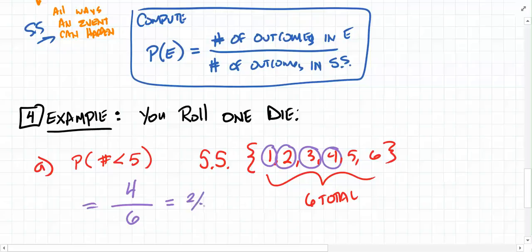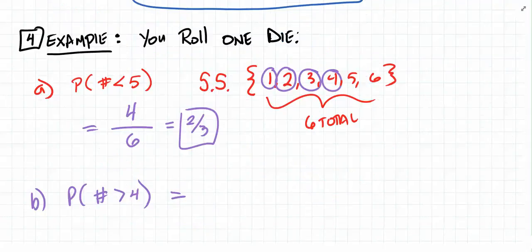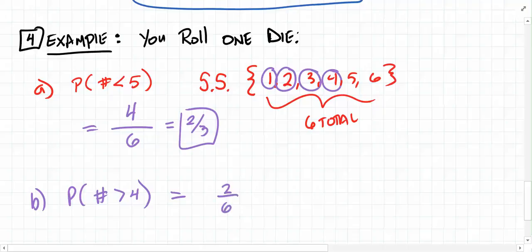I'm fine with both. Okay, probability of getting graded for Lily. Did you come up with something? 2/6. She says 2 divided by 6. Who agrees with Lily? What does the number 2 represent? All the ways that we could get a number greater than 4. What does the number 6 represent? The total in the sample space. Good. So what, a third, right? Okay. So there we go.